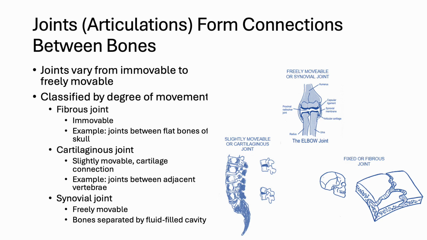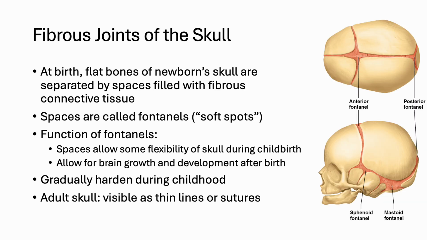The type of joint determines the range of motion, from hinge joints like the knee to ball and socket joints like the hip and shoulder. Joints enable the skeleton to function as a dynamic system capable of movement and adaptation.